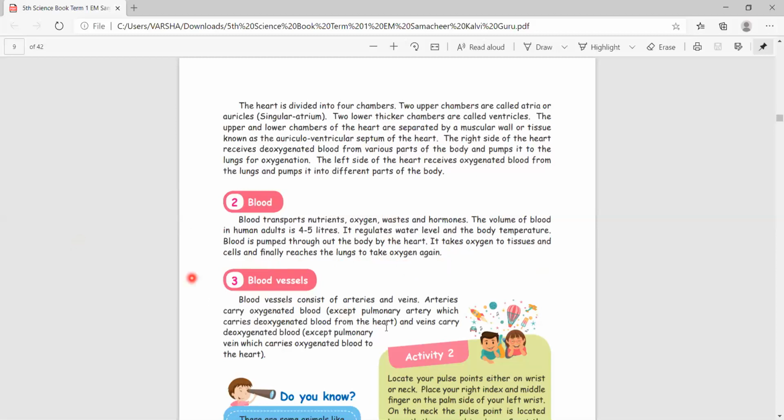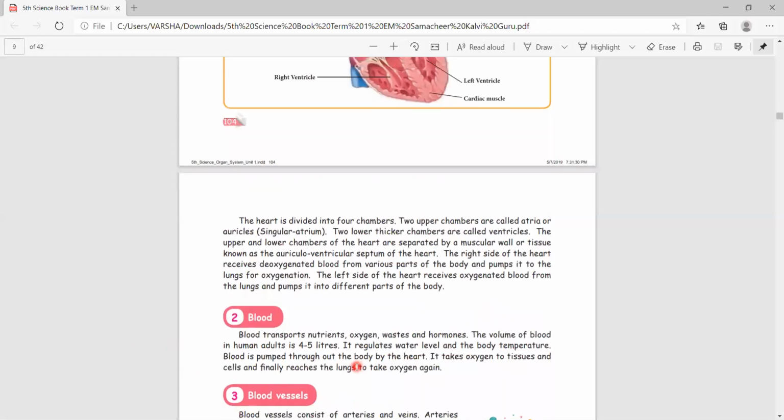Blood vessels consist of arteries and veins. Arteries carry oxygenated blood, except the pulmonary artery, which carries deoxygenated blood from the heart. Veins also carry deoxygenated blood, except the pulmonary veins, which carry oxygenated blood to the heart.